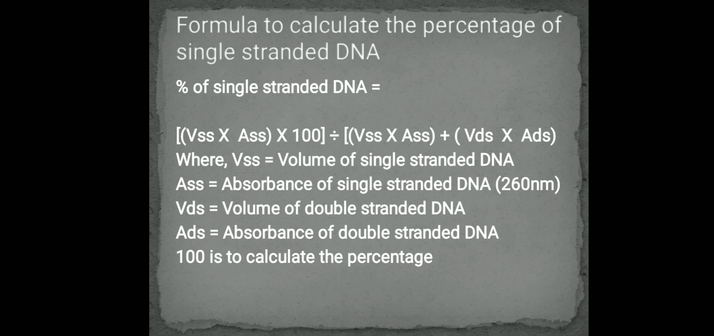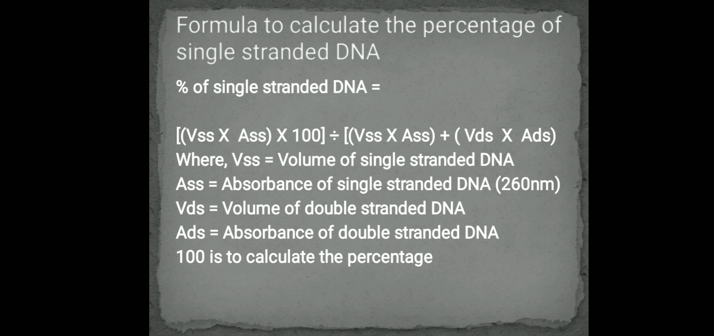So volume of single stranded DNA into absorbance of single stranded DNA into 100, divided by volume of single stranded DNA into absorbance of single stranded DNA plus volume of double stranded DNA into absorbance of double stranded DNA, will give us the percentage of single stranded DNA. So when you put in the values after the spectrophotometer analysis and calculate the percentage, you get the percentage of single stranded DNA.